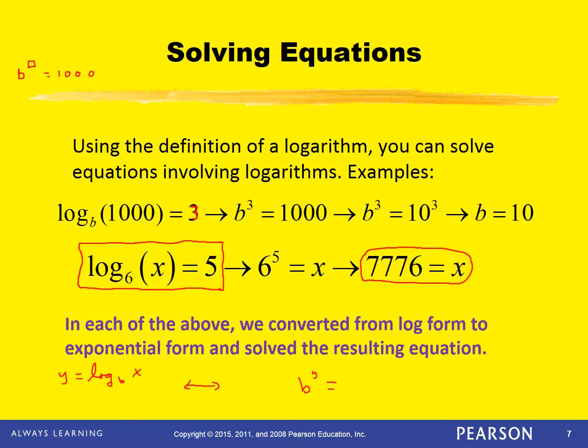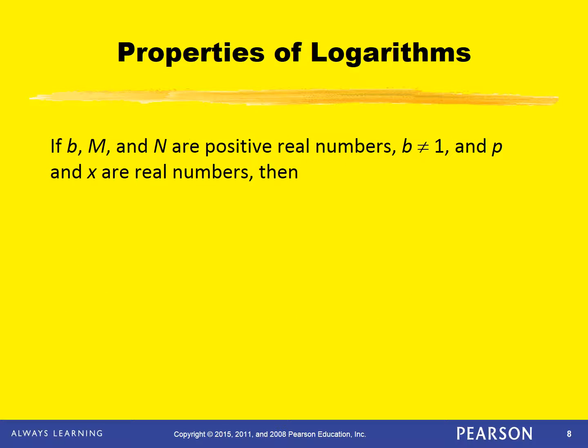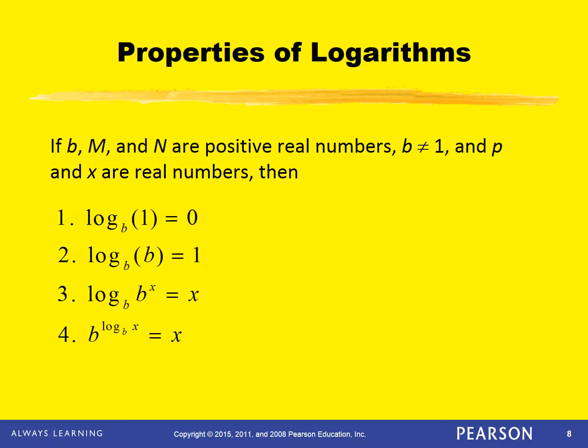In each of the above, we converted from log form to exponential form and solved the resulting equation. Okay, we took y equals log base b of x, where b is a positive real number and b not equal to 1, and we wrote b to the y equals x. The base is never allowed to be 1, and this makes an easy equation for us to solve. Then we have these things true.